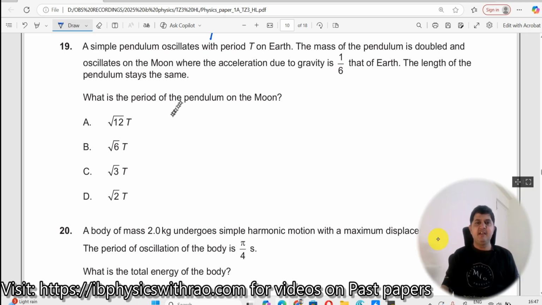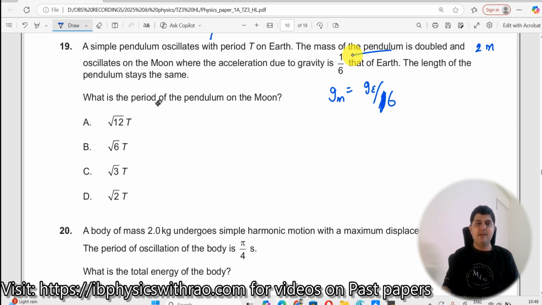Question number 19. A simple pendulum oscillates with period T on Earth. The mass of the pendulum is doubled, so the mass is 2m. And it oscillates on the moon, where the acceleration due to gravity is 1/6 of the Earth's, so g on the moon is g_E divided by 6.